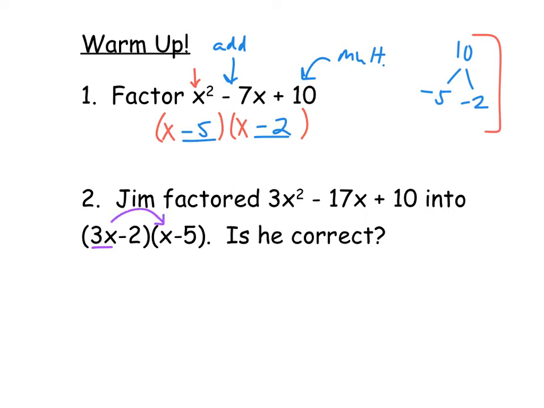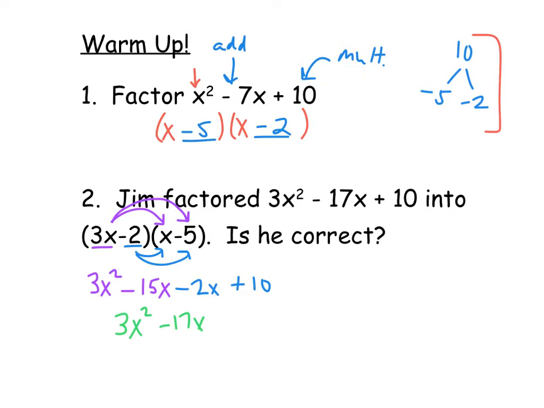If I take the 3x times x, we will get 3x squared. 3x times the minus 5 is minus 15x. Then we'll distribute the negative 2: the negative 2 times x, and the negative 2 times negative 5. Carefully, we get this positive 10. So, combining the middle terms, we would get 3x squared, a negative 17x, and a plus 10. And that was what the original expression was, right? So our buddy Jim's on the ball. Jim knows what he's doing. Jim's pretty sharp.